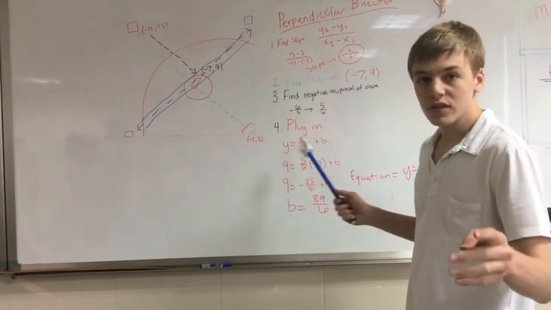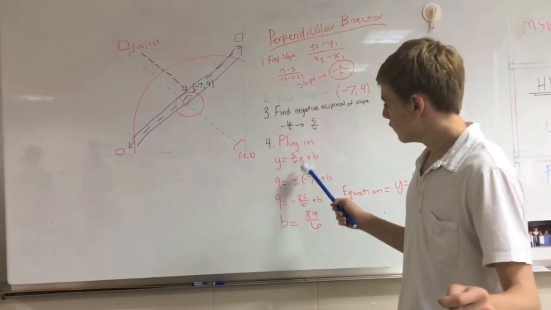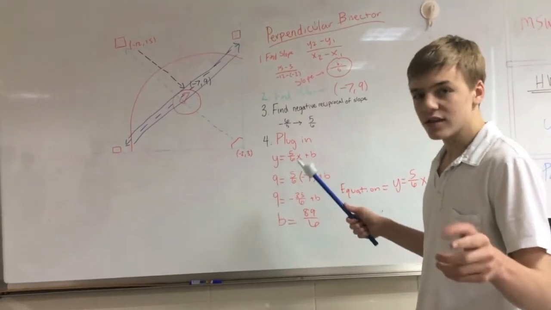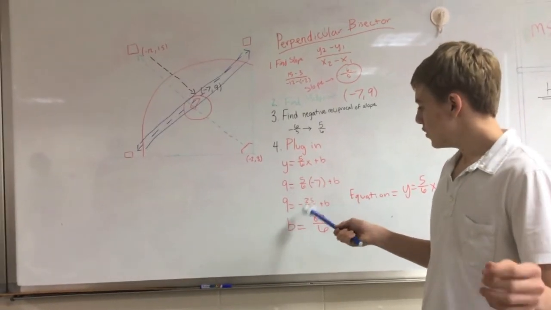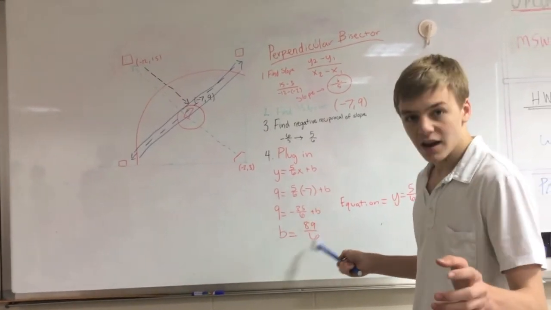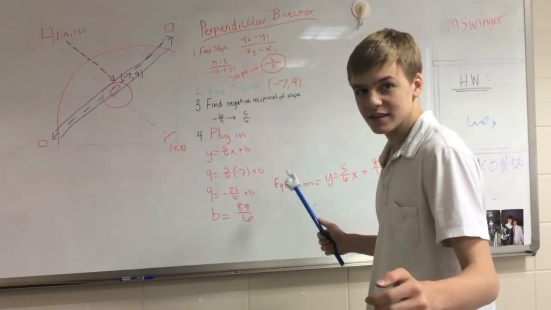Then you plug all of these numbers into the y equals mx plus b equation. First you plug in the slope: y equals 5 over 6 x plus b. Then you add the coordinates of the midpoint, so 9 equals 5 over 6 times -7 plus b. To find b, you simplify the equation, and b equals 89 over 6. Finally, the equation is y equals 5 over 6 x plus 89 over 6.